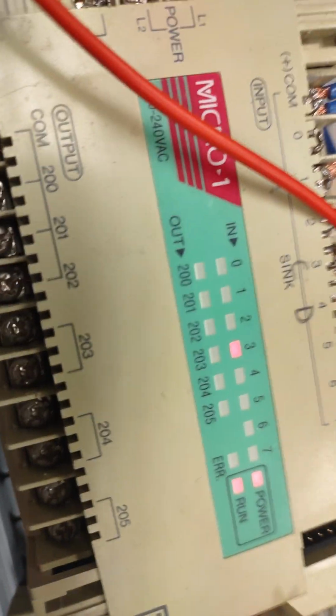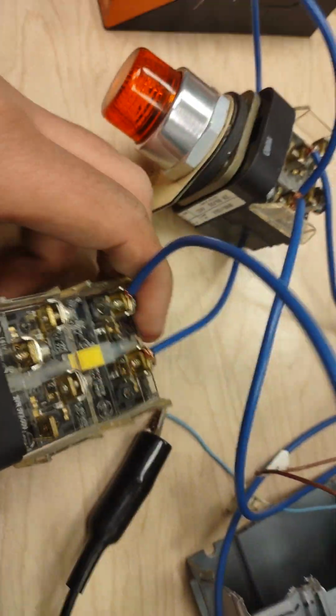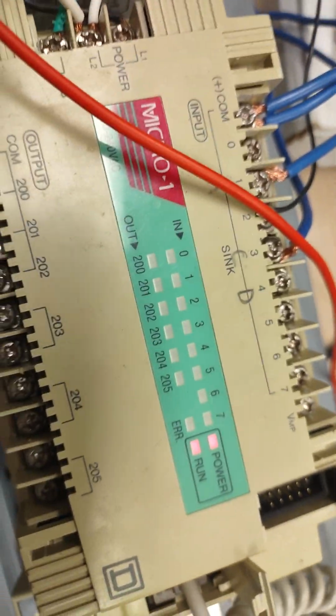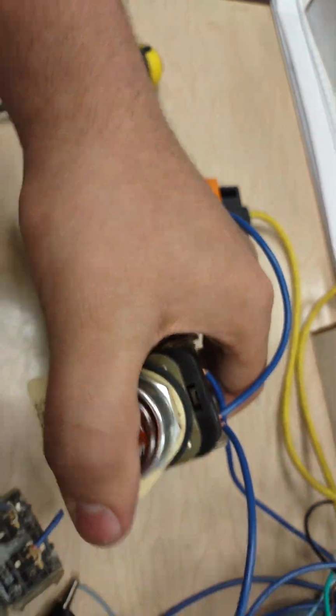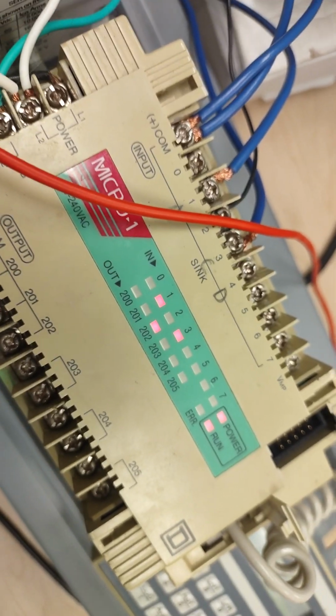So if you look here, you can see that 3 seems to be on. That's because we're using a normally closed button, as shown on the paper. So when you push that in, it turns off, which is C is active. We don't want that. It's a little goofy. So if we activate D, it turns on.